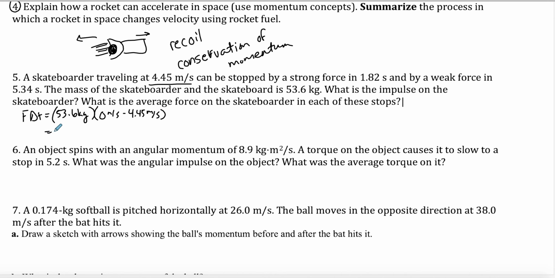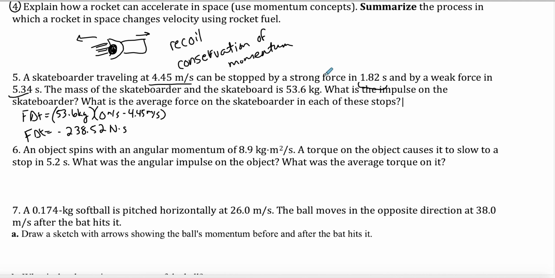And we can go ahead and calculate the impulse. Okay, this will be a negative because they're coming to a stop. So we do 53.6 times negative 4.45, and you get an impulse of negative 238.52. And that's Newton seconds. Okay, that's your impulse, F delta T. Now you need to take this information, and then we're going to use the two different time values to find the average force on each of the stops.